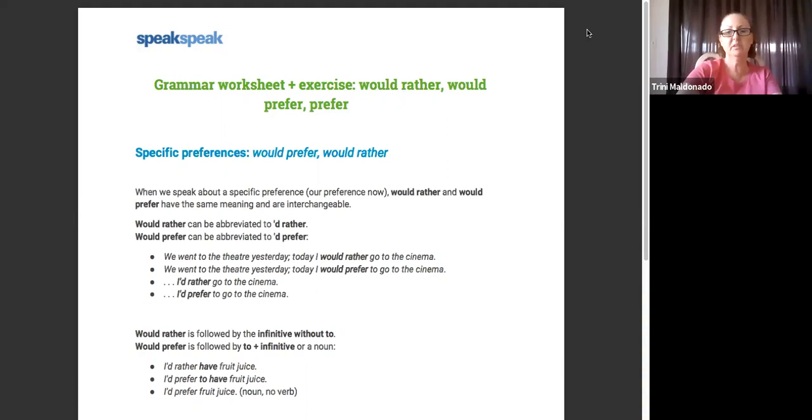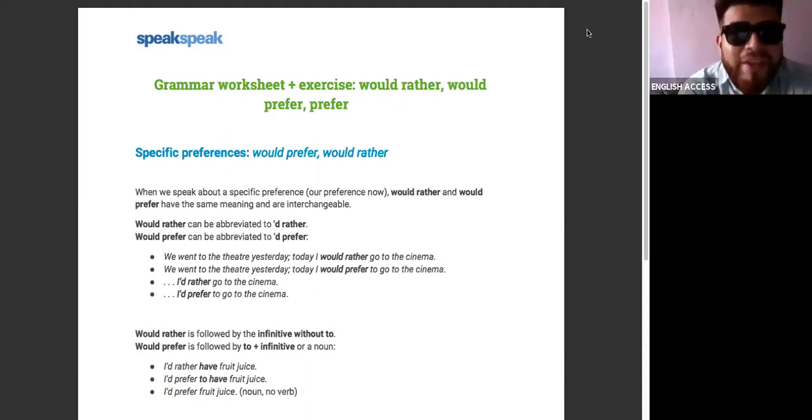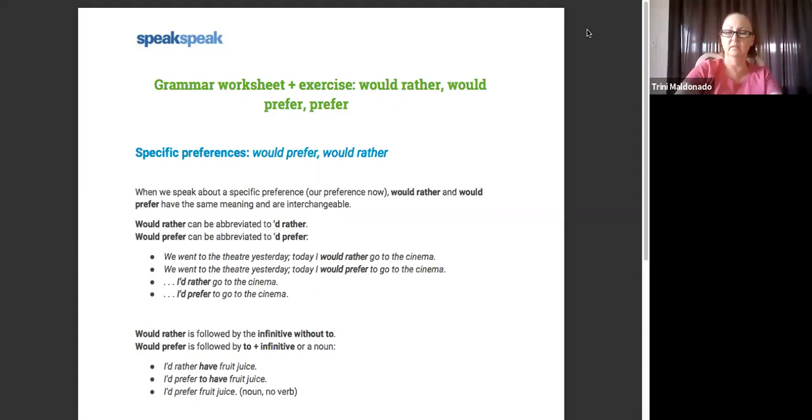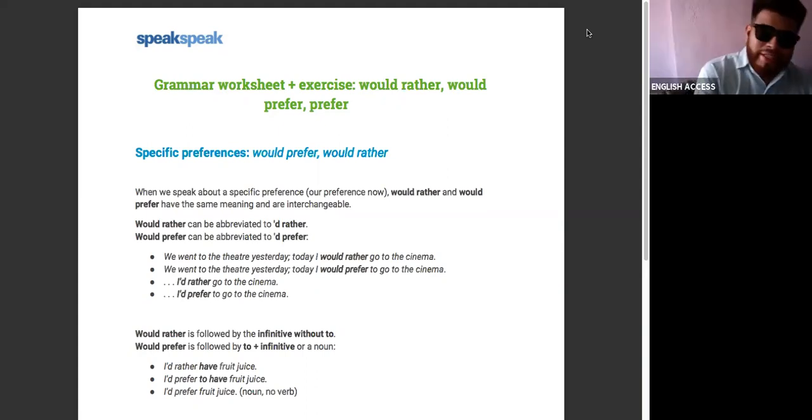Well, grammar worksheet. Would rather, would prefer, prefer. These kind of mean the same thing because they're talking about preference, but they are used differently. The structure for these is different. I remember when I took the San Diego University test, there were like two questions with this. So it's nice to know this.